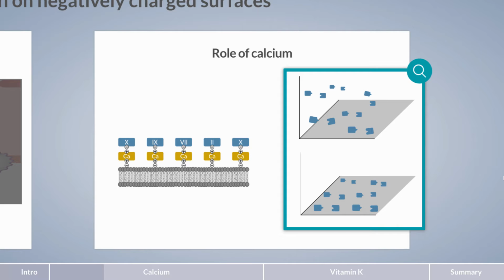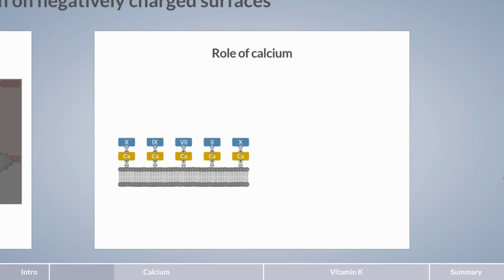This dimensionality reduction is achieved via calcium-mediated binding of clotting factors to the platelet membrane. As a result, clotting factors can be rapidly activated and push coagulation forward. So, as you can see, calcium is an important mediator of coagulation. It's so important that it's even designated as a clotting factor, namely factor 4.